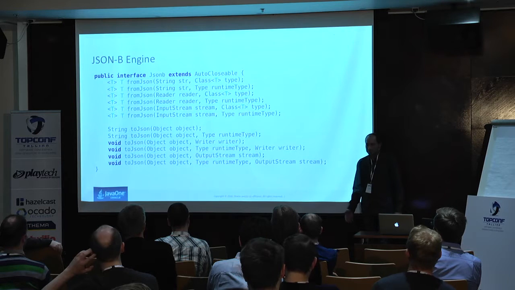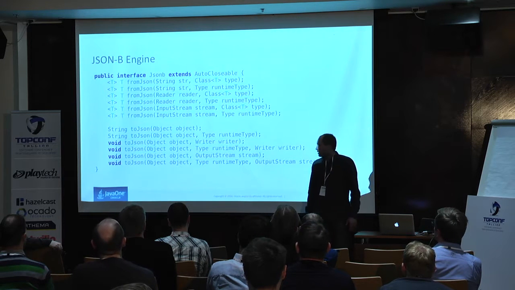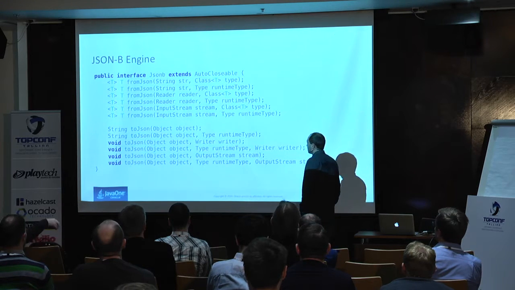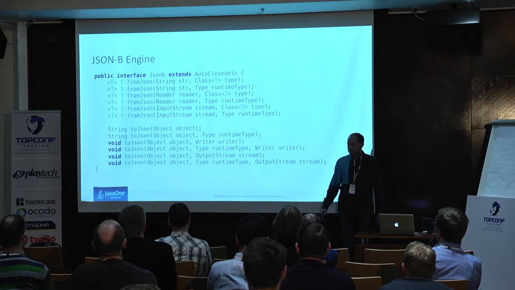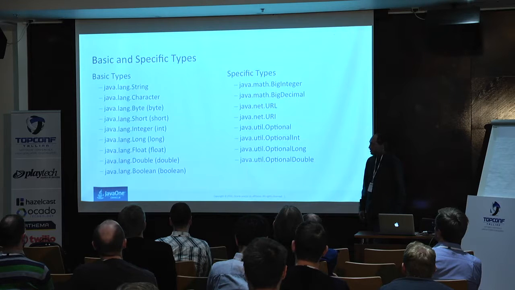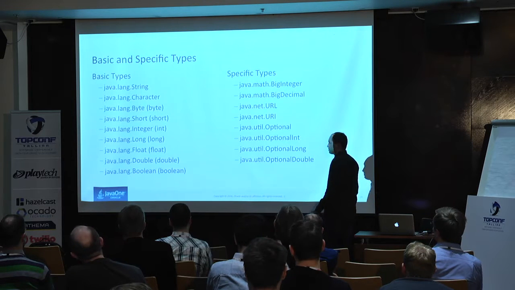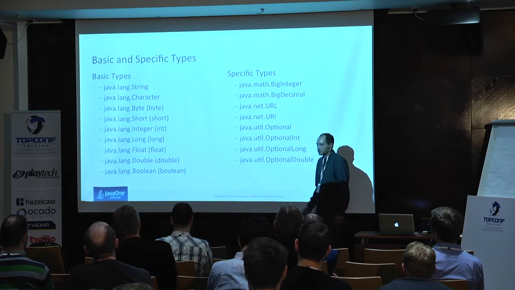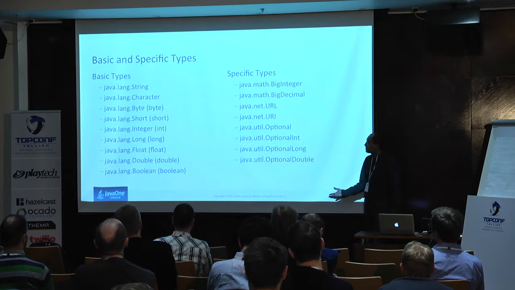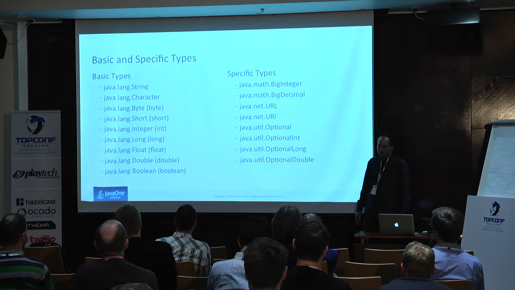Basically, it's just a set of toJSON and fromJSON methods with various arguments. I omitted the throws JSONB exception from the slide. All of these methods are throwing it. It's not here just to make it more readable. And the basic and specific types which are supported by default: all basic types, wrappers, basically those are wrappers around primitives, plus string, and some specific types, basically big integer, big decimal, URL, URI, and optionals. Everything is defined in the JSONB specification.